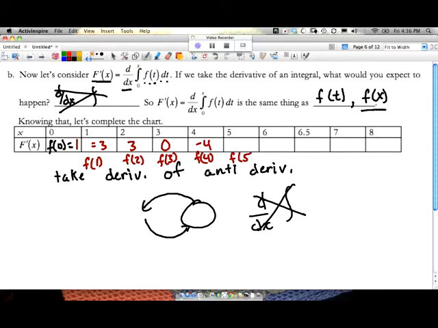So what's little f of 5? That's 0. And what's little f of 6? That's 1. 6.5 back to 0. 7, we are down to negative 1, and then we stay there for 8. Okay, so we got that information so far. Let's see how that's working for us.